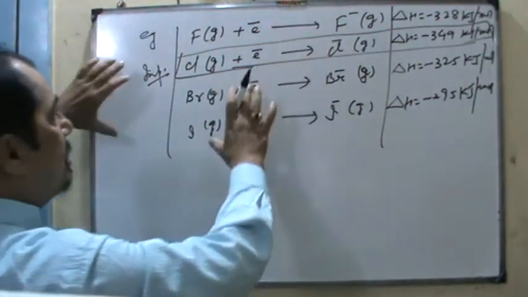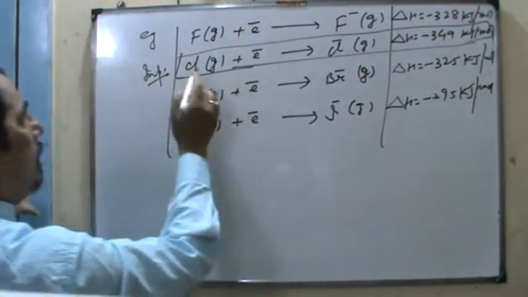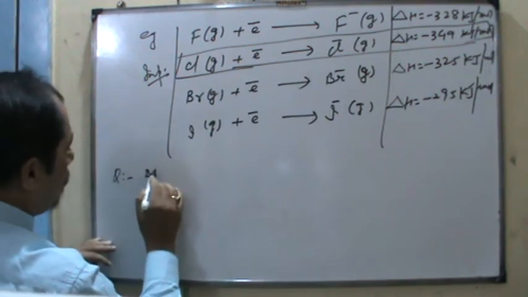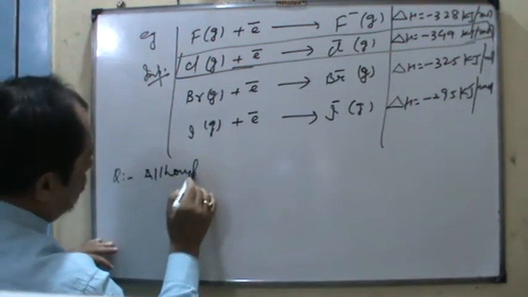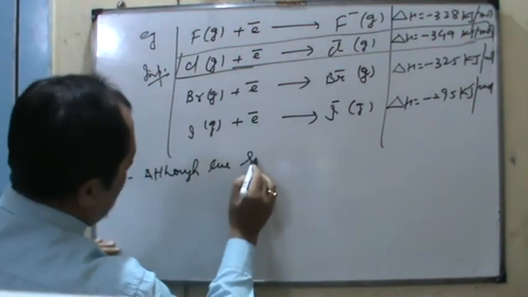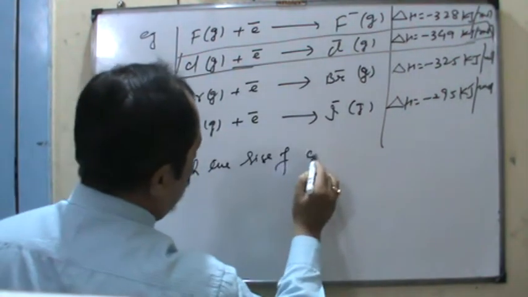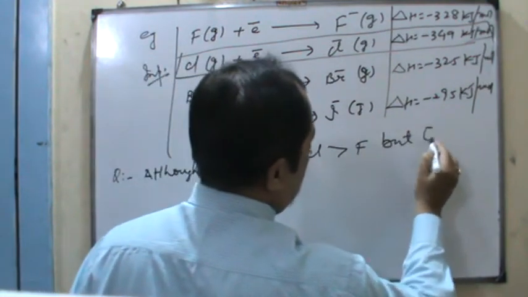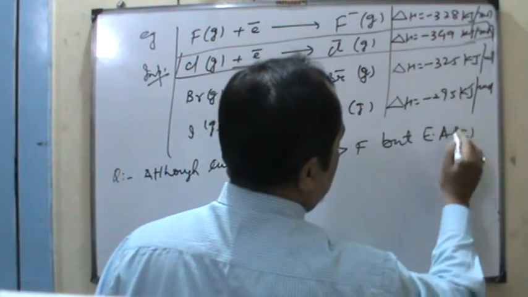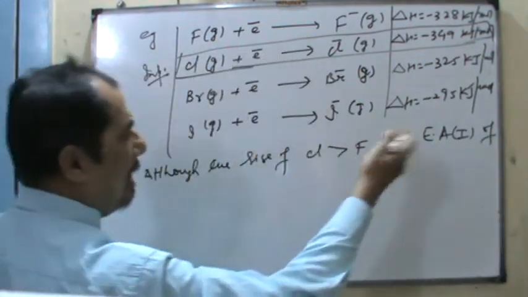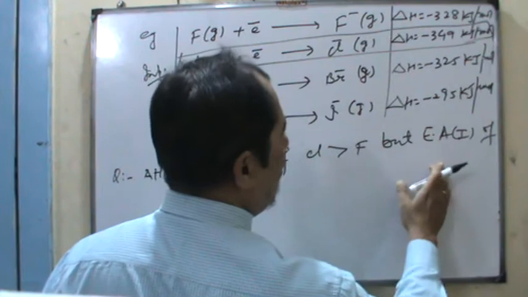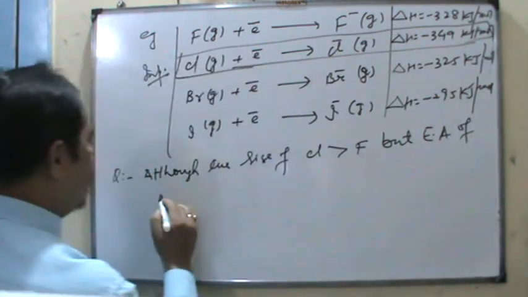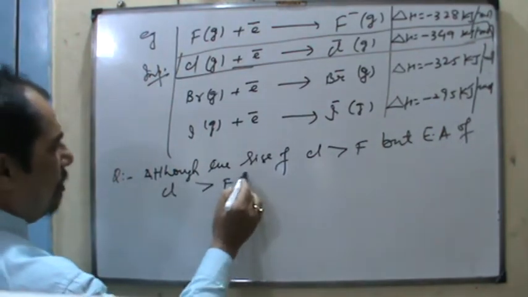But one thing here is that one question is very important. Although the size of chlorine is greater than fluorine, it will gain only 1 electron. So simply write: electron affinity of chlorine is greater than fluorine.